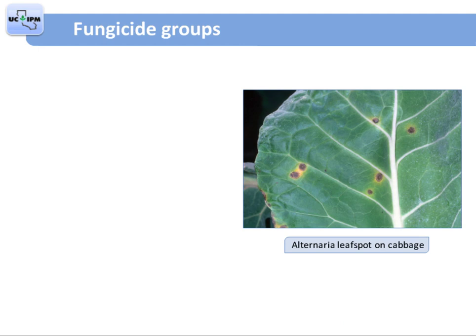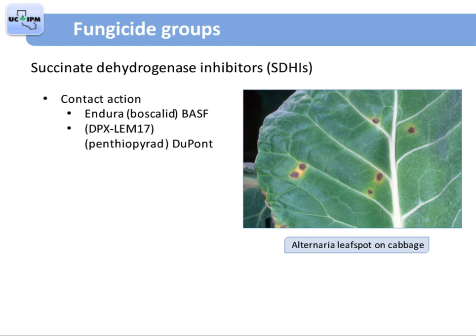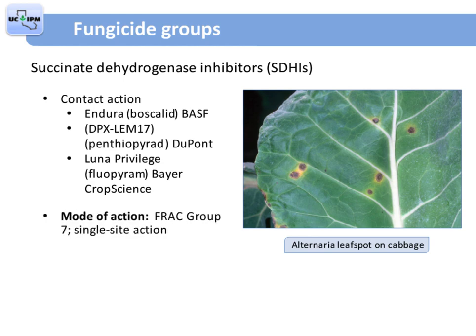For the succinate dehydrogenase inhibitors, the SDHIs, there are 3 products. Endura is one. The active ingredient is boscalid. Penthiopyrad is DuPont's new material. However, they are going to limit the number of crops it's used on. Luna Privilege of the Luna Group is the 3rd product. The active ingredient is fluopyram. These are all single-site action materials. The resistance risk is high. There is still quite a bit we don't know about this group, but they work well against foliar diseases.